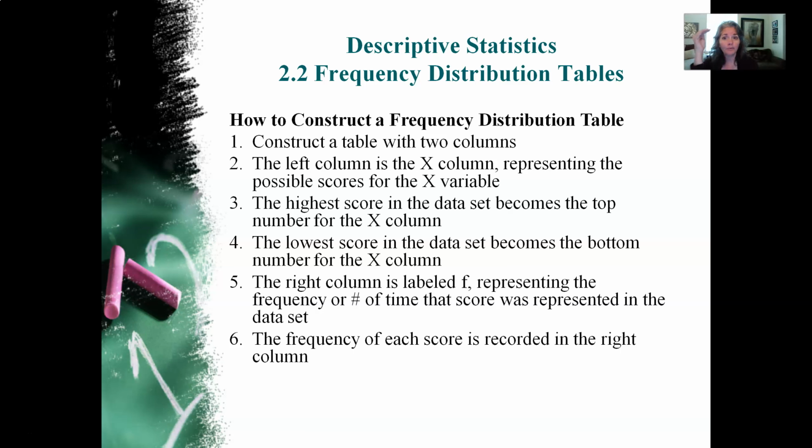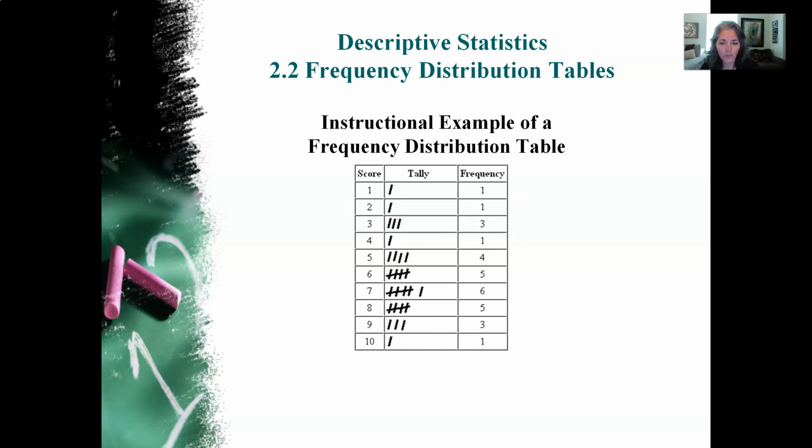We typically go from high to low, so we put the highest values first. Let's say you had a quiz ranging from 0 to 10. It would go 10, 9, 8, 7, 6, 5, 4, 3, 2, 1, 0. And then we'd say how many students scored each of those X values within that column. So it would look something like this.